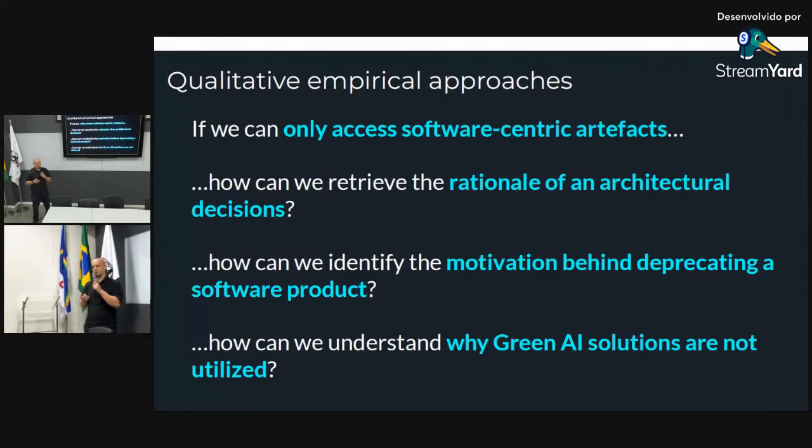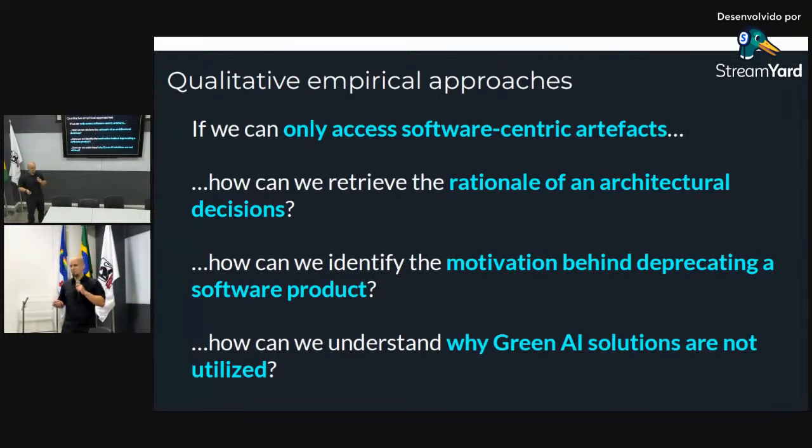I mean, you can think of some convoluted mining studies involving parsing Slack messages or mails to trace this back, but it has a lot of threats to internal and construct validity, I guess. Or, another question that is hard to answer with an experiment or a mining study is how can we understand the motivation behind deprecating a software product?